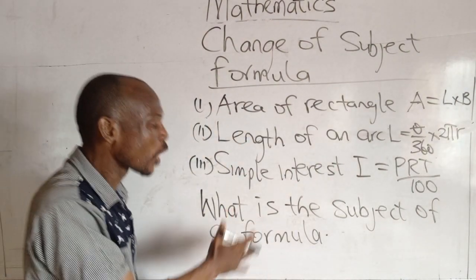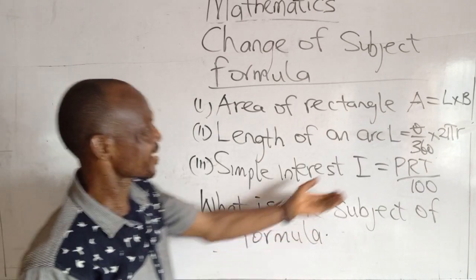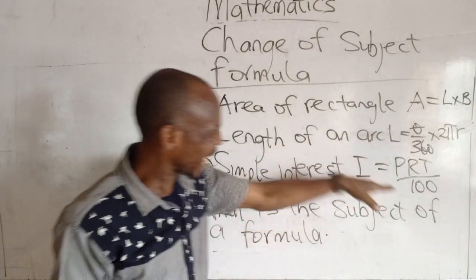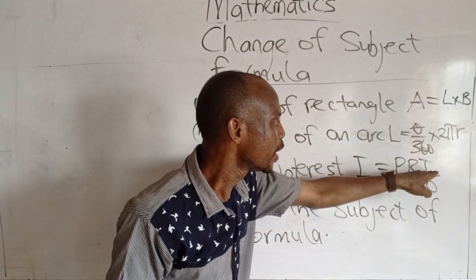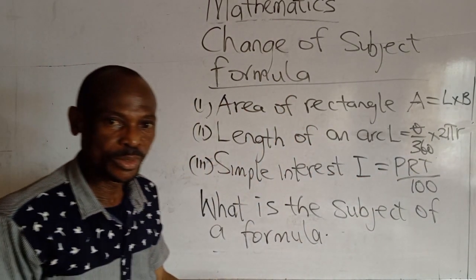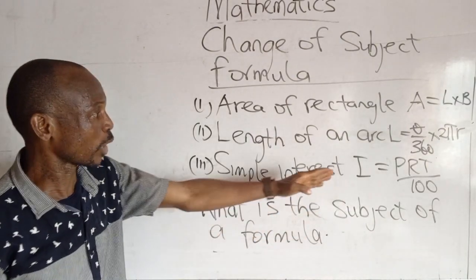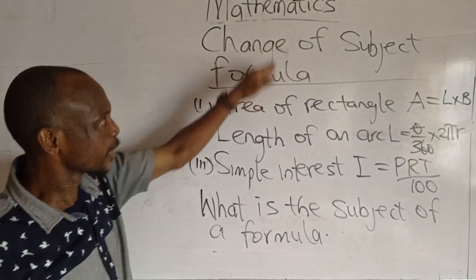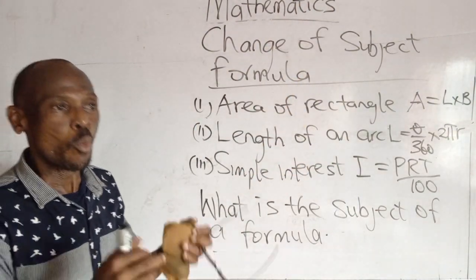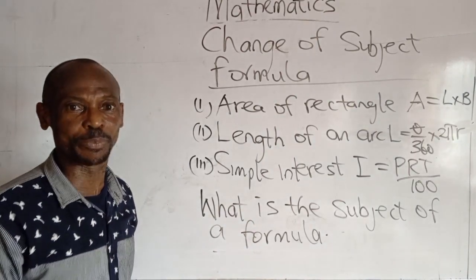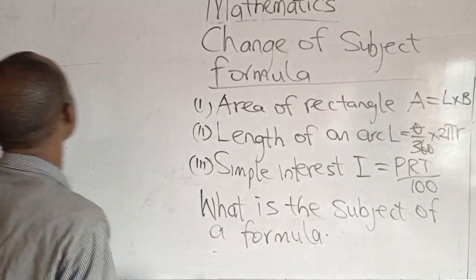We've known what the subject of the formula is now. We can also rearrange a formula to change its subject so that we can make another letter to stand alone in the formula to become the new subject. That is what we refer to as what? Change of the subject of a formula. Now, we are going to look at basic principles to change the subject of a formula.